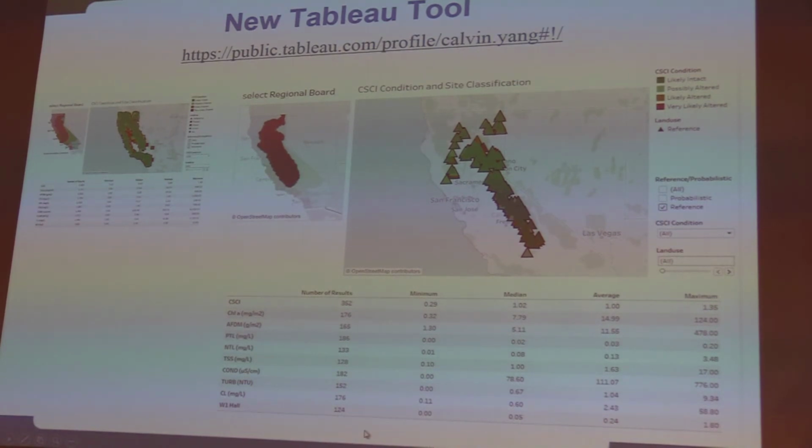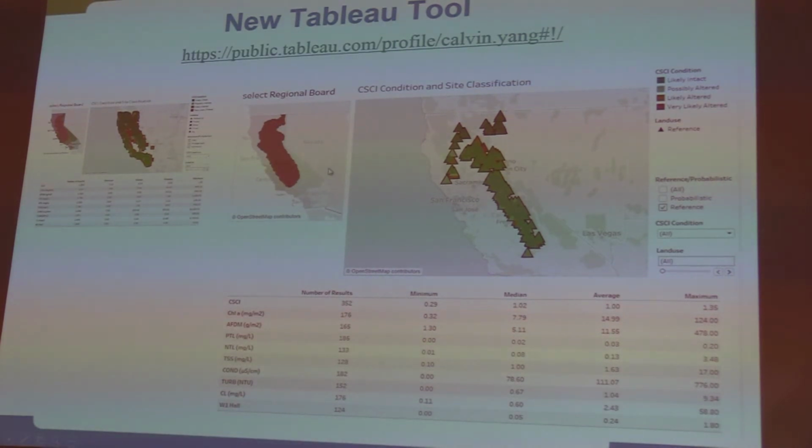And what it does is it displays the different statistics, so the number of results, the minimum, median, average, and maximum for all the different constituents, such as the CSCI, chlorophyll a, ash-free dry mass, nutrients, chloride, and it says W1 Hall, and what that represents is the riparian disturbance index, and the symbol that's used is W1 Hall.